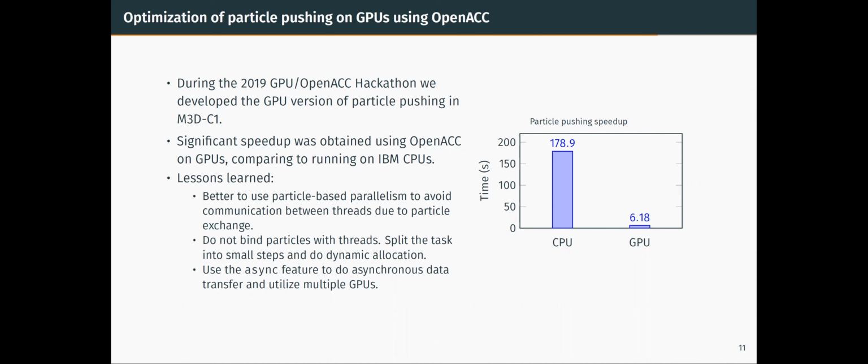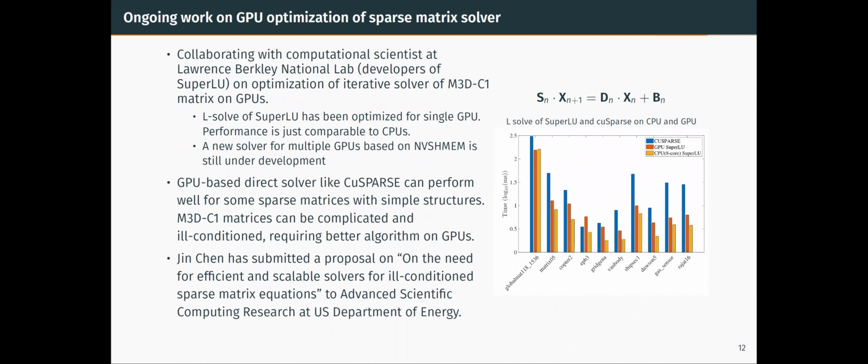Okay, if you remember, we actually have 3 different parts in the code: the matrix sampling, the particle pushing, and also the matrix solver. After we optimized the other 2, the matrix solver now becomes the bottleneck of the code. For that part, this is much more challenging, as we need to investigate a new algorithm for the matrix solving, which can work better on GPU. We are collaborating with computational scientists at Lawrence Berkeley National Lab and trying to explore different matrix solvers. So here I show you one of the figures that they have in their papers.